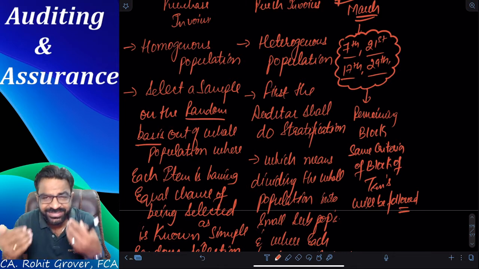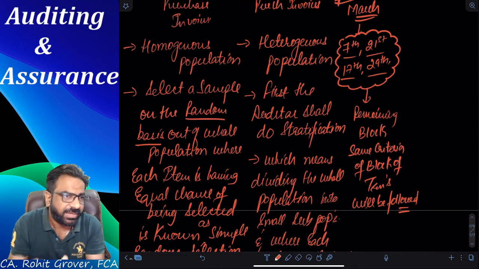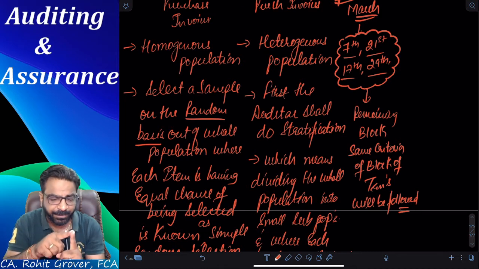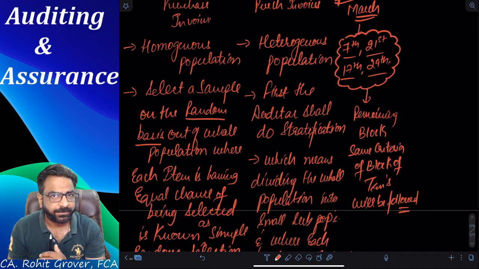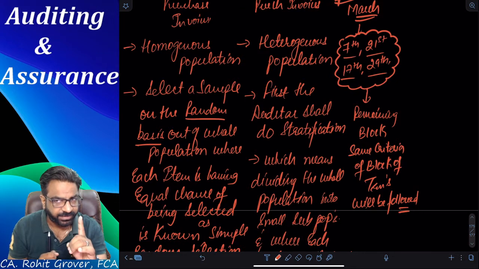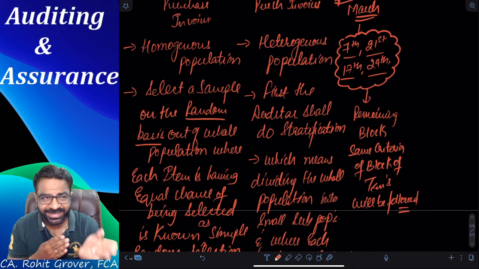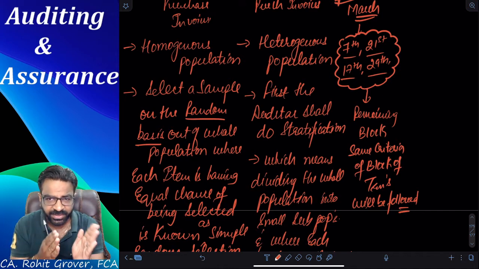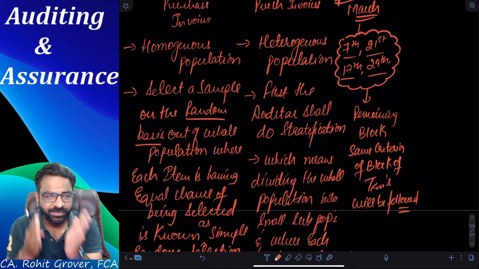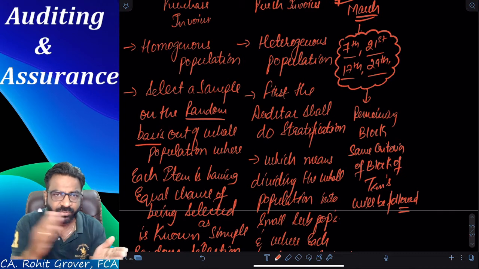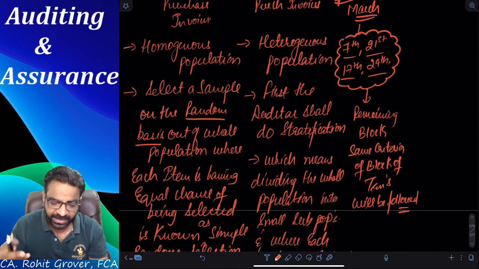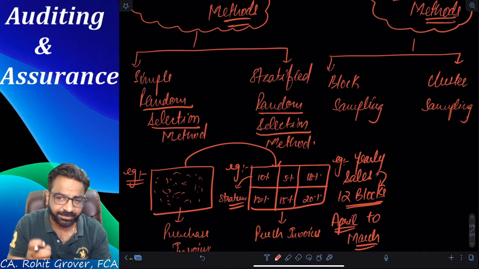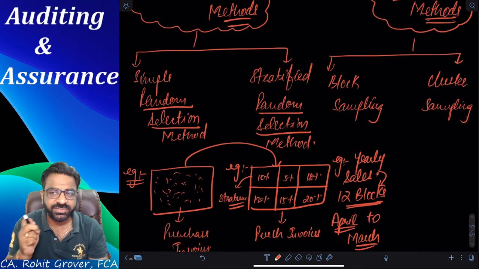Now, what is the relevance of class interval in this method? Tell me, what is the gap between 7th April to 7th May? 1 month. What is the gap between 29th April to 29th May? 1 month. So remember one thing, class interval of 1 month is coming from one block to another block. That is why it is known as class interval method. Here the class interval is the same, and that is the reason it is known as block sampling.